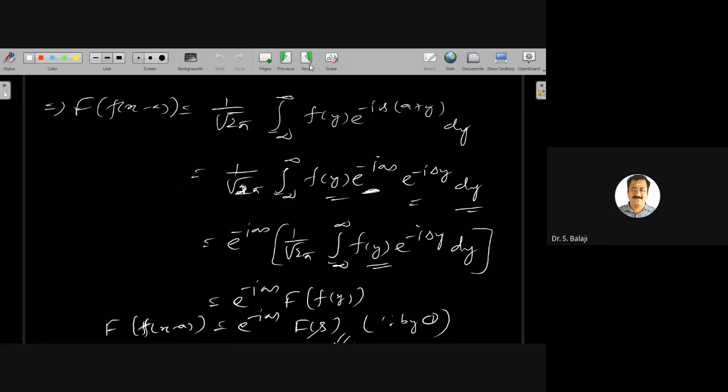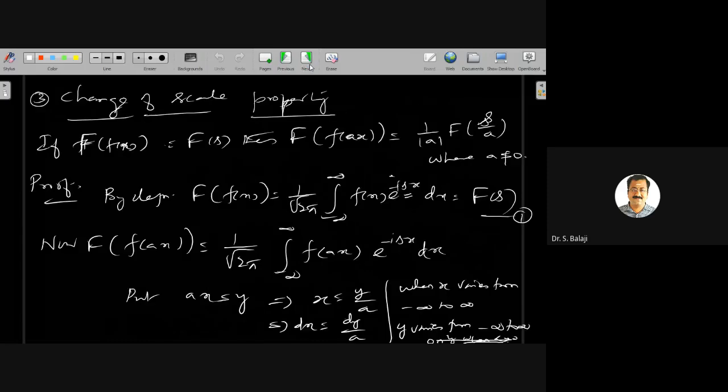I will move on to the next property. This property is over. Third one: the change of scale property.